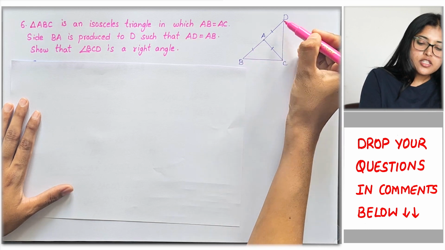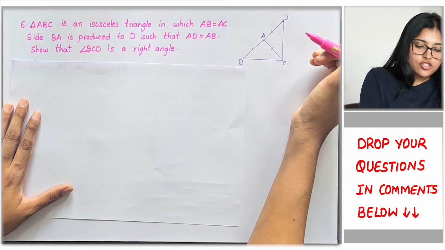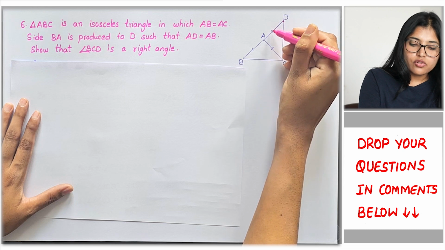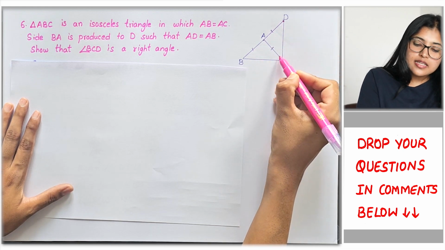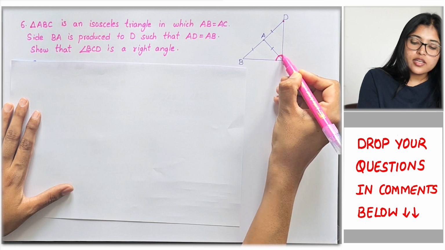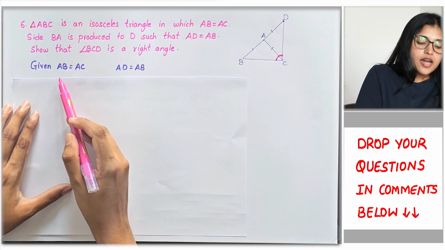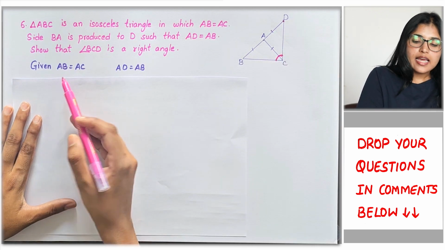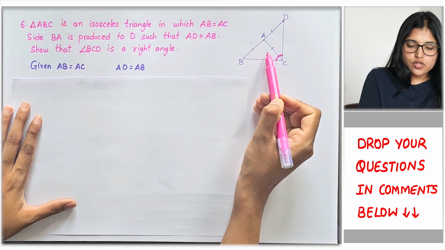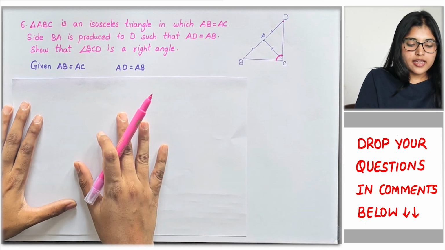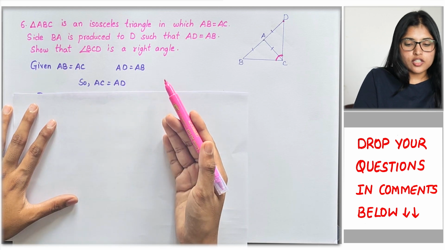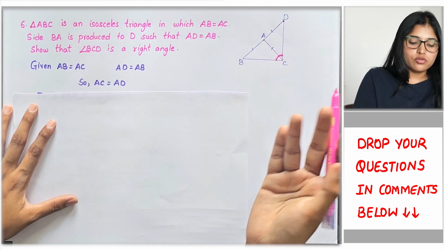Now this BA is produced to D such that AD equals AB. So now this AD is also equal to AB. I need to show that BCD, that is this angle over here, is a right angle. Firstly, writing down the given information, AB equals AC in this one and AD equals AB. So from these two I can write AC is also equal to AD. So this also will be equal to this.